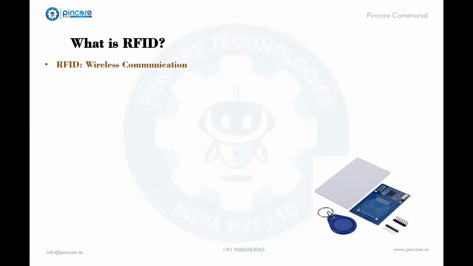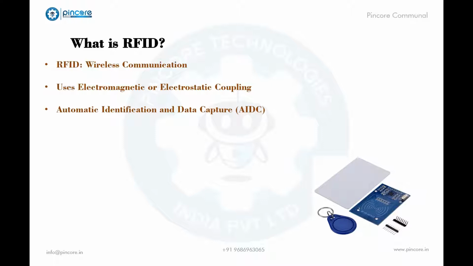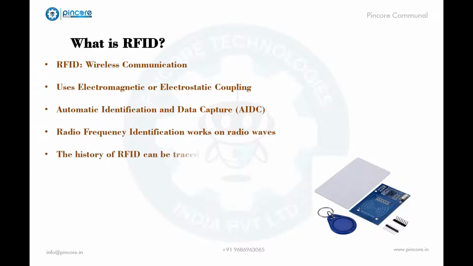RFID, or radio frequency identification, is a form of wireless communication that incorporates the usage of electromagnetic or electrostatic coupling in the radio frequency portion of the electromagnetic spectrum to identify any object. RFID belongs to a group of technologies referred to as automatic identification and data capture. RFID works on radio waves.